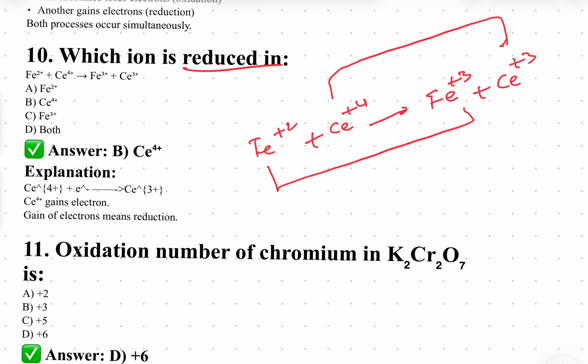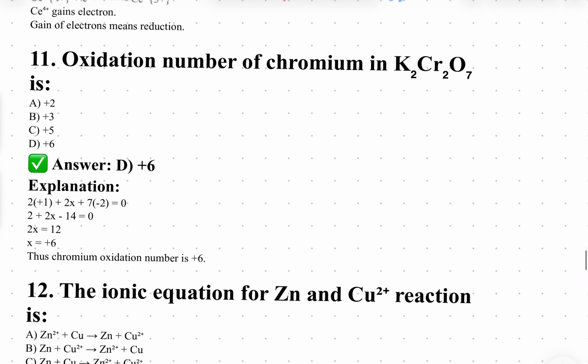Yes. Cerium is reduced, right? Reduced means addition of electrons. It added an electron. Therefore, cerium plus 4 to plus 3. And here iron plus 2 to plus 3. So this is what? Removal of electron. So this is called reduction, and this is called oxidation. Clear? So your answer is cerium. Clear? Next one.